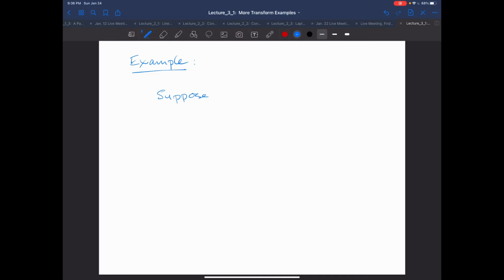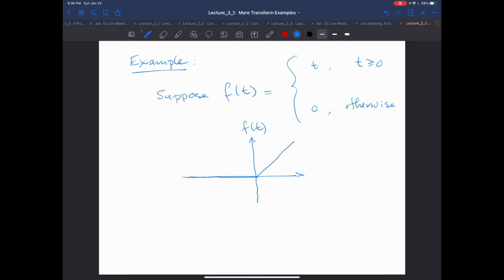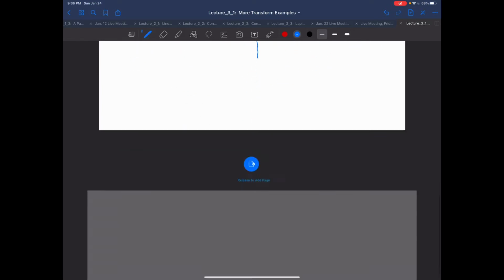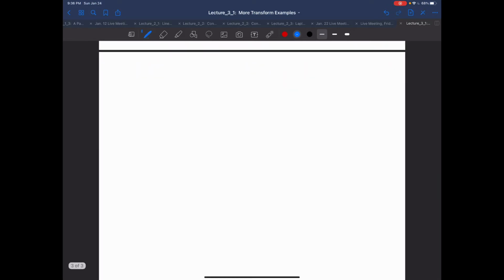So this is the case where our function f of t for non-negative values of t is equal to t itself, and for negative values of t is 0. So the graph looks like this. As I said, we went through this in one of last week's live meetings. Let's go through it again quickly.